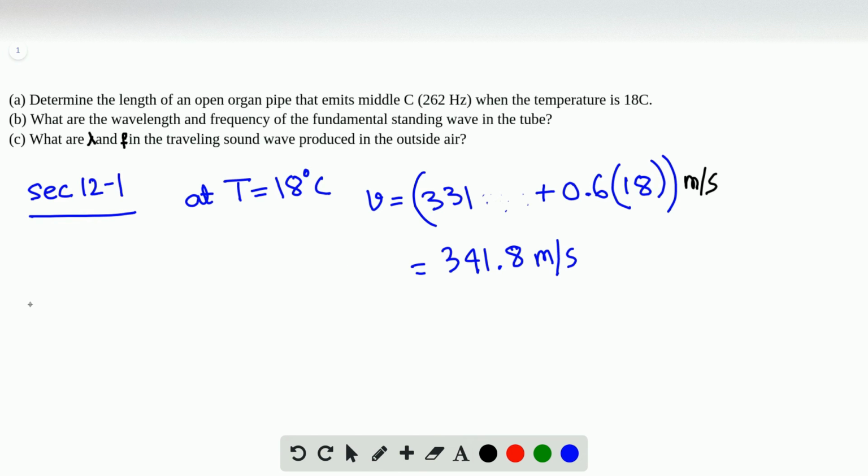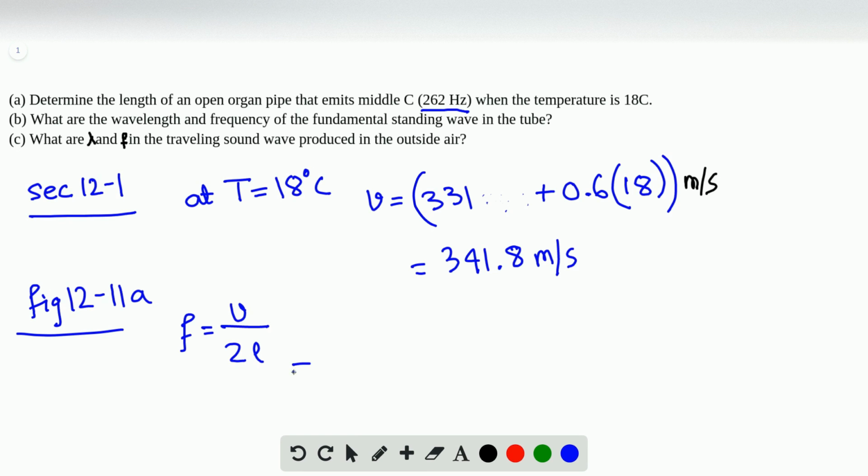Now, if we go to figure 12.11a, we see it discusses the organ open pipe, and the fundamental frequency for an open pipe is given by f equals velocity, or the speed of sound, over twice the length of the organ pipe. Now we don't know the length, but we know the frequency, and we know the speed of sound. So the frequency is this guy right here.